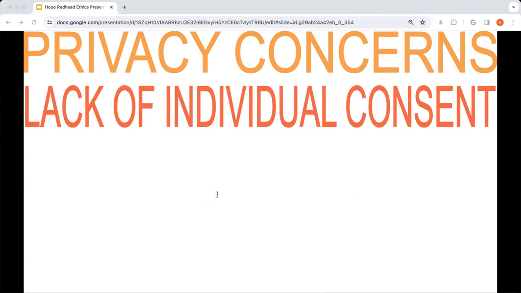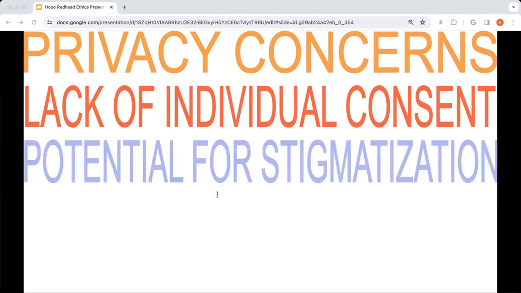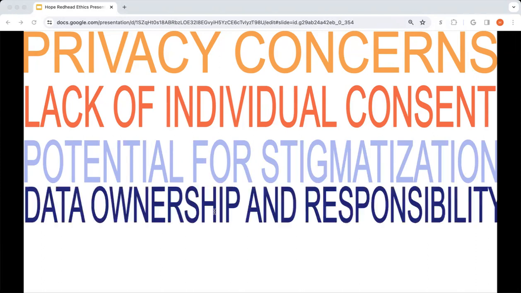The first one being privacy concerns with wastewater surveillance. The data can be traced back to individuals or specific groups, which raises huge privacy concerns. The lack of individual consent. With the nature of wastewater data collection, it does not allow for individual consent. Then there is the potential for stigmatization, so especially with UW doing it on campus or maybe in prisons, there's potential to stigmatize certain communities or groups based on the data collected.